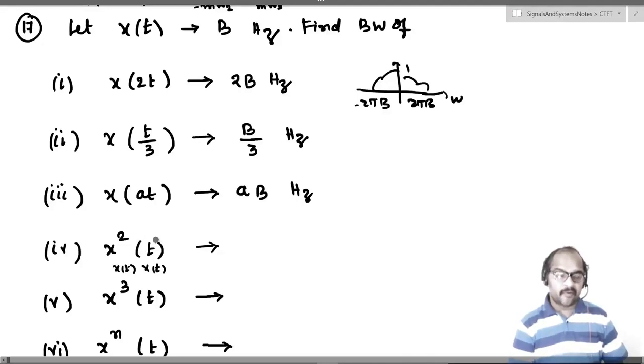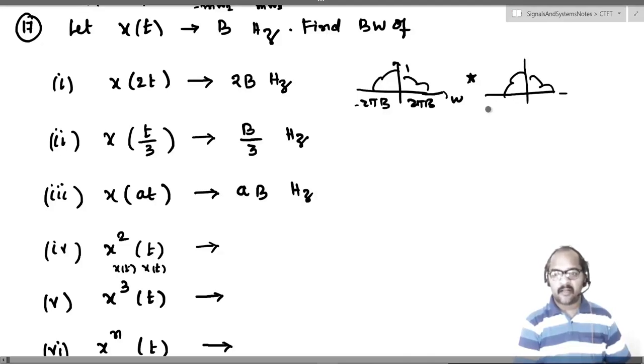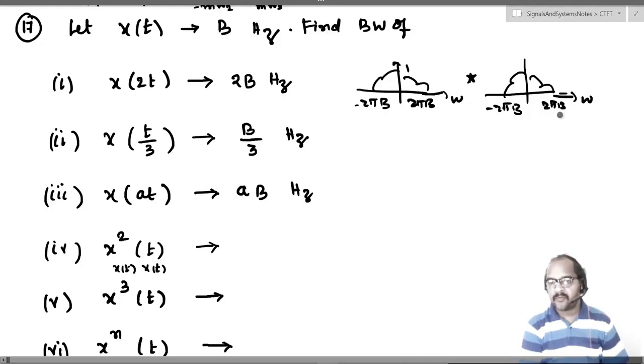We want bandwidth of x square of t, and x square of t can be written as x of t multiplied with x of t. So in frequency domain, what should happen? These should get convolved. Okay, so again you're convolving the same function with itself. So what will happen to the overall Fourier transform? That will exist from minus 4 pi b to plus 4 pi b, and hence bandwidth of this signal should be how much? 2b hertz. Okay, 1 by 2 pi is multiplied with that, but scaling factor is not a matter for bandwidth.